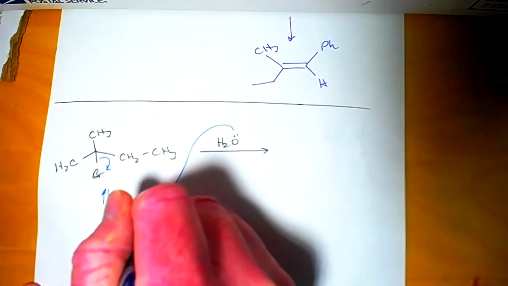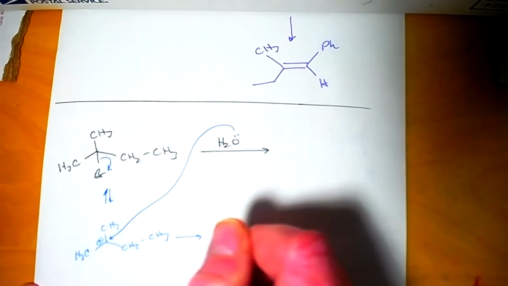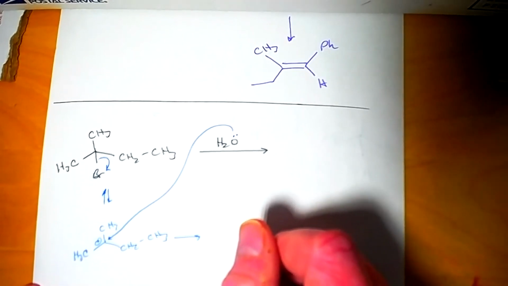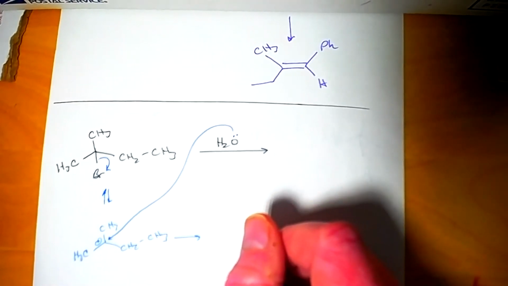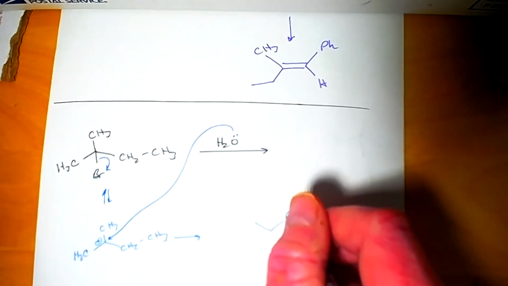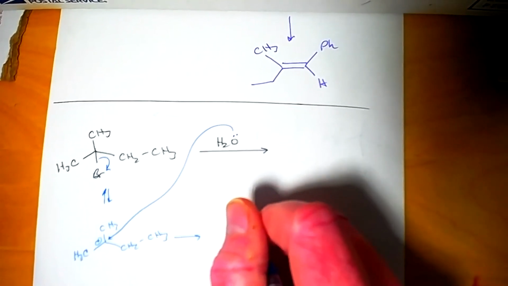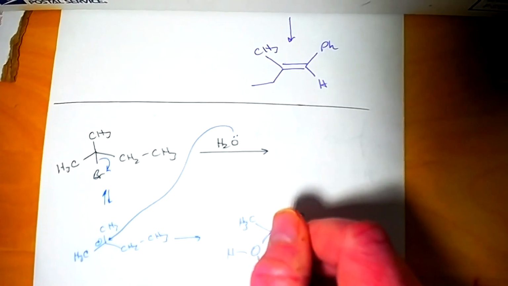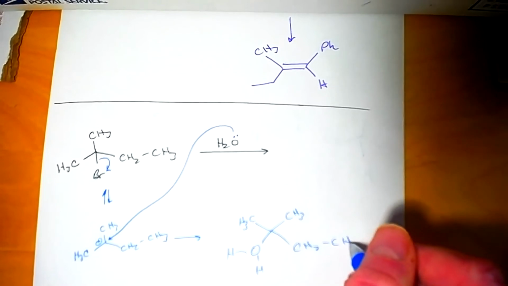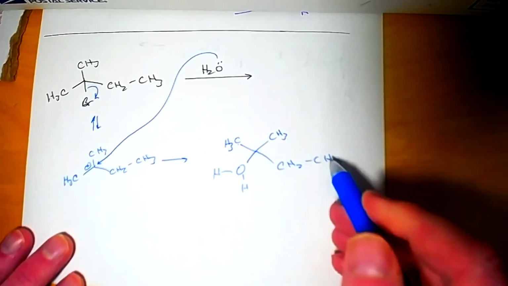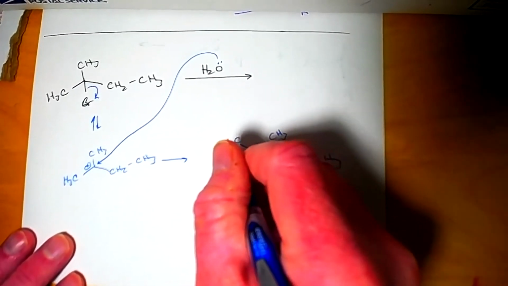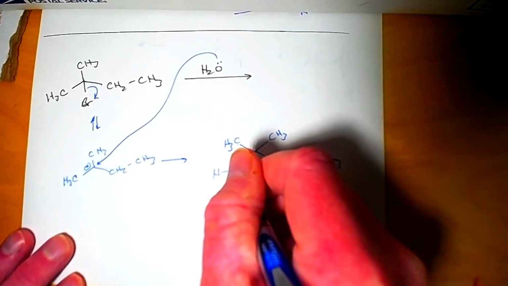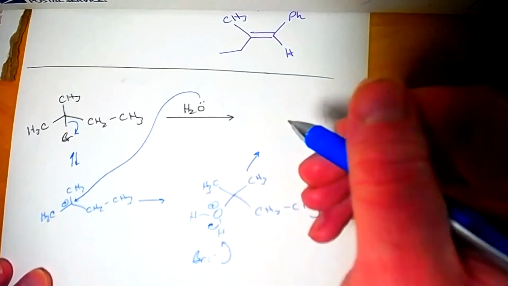So water can add into that positive charge. And when it does so, you end up with the two CH3 groups. Water has added in. And you have your two carbon group on the side. And just drawing it out like we did in class, you would expect elimination of HBr from this.